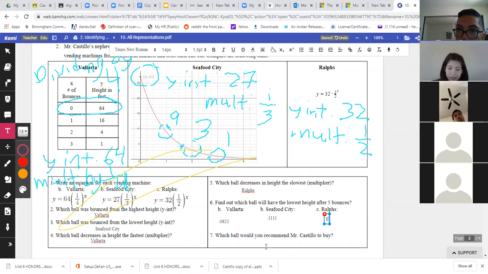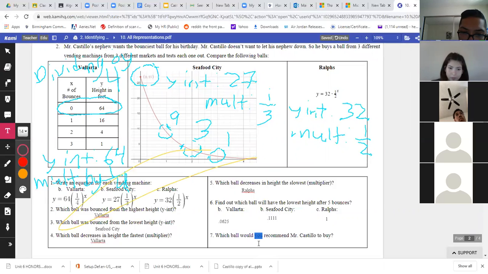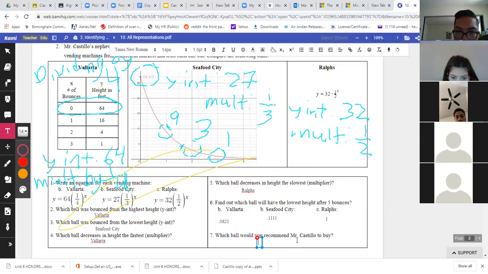So it goes lowest height, medium height to the highest height. And then we only did 2 problems, Noelia. I think you saw both. So you're good. You're doing 3 and 4 on your own. So the ball that is the bounciest would be the one from Ralph's because it's the highest one after 5 bounces.